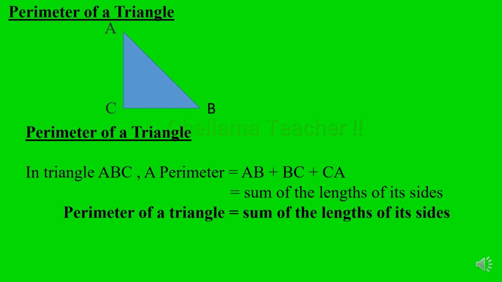Next let us see about the perimeter of a triangle. Let us consider a triangle ABC. Perimeter of a triangle is equal to the sum of all the lengths of its sides. So AB plus BC plus CA. So finally perimeter of a triangle is equal to sum of the lengths of its sides.